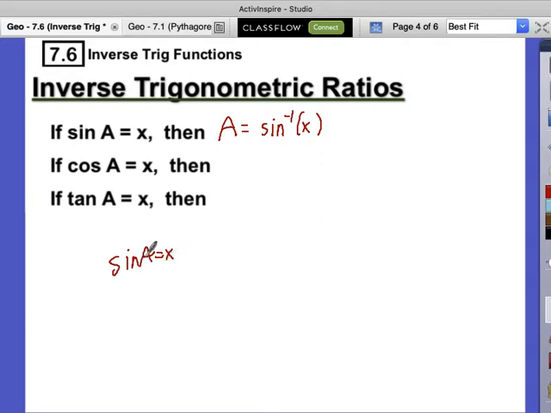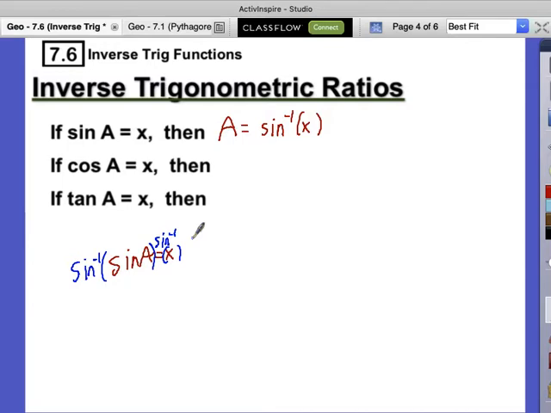So what I do is I say, I want angle A by itself, so how do I undo sine? I do the inverse of that. How do I undo multiplication? I do division, the inverse. How do I undo sine? I do the inverse sine. And I take the inverse sine of both sides. Now I don't have a lot of room here, so I'm just going to write it up above that equal sign there. I'm going to take the inverse sine of both sides.